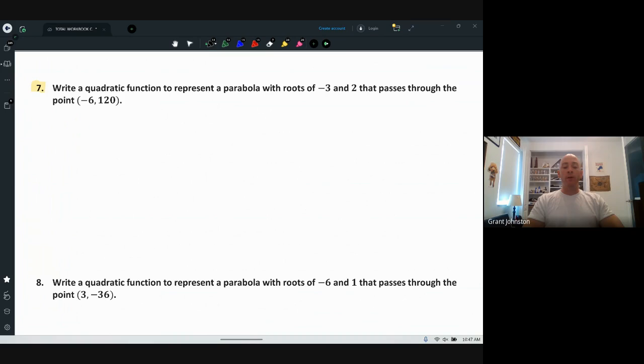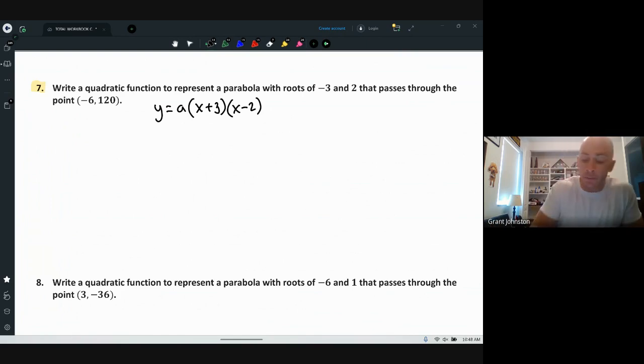It says write a quadratic function to represent a parabola with roots of -3 and 2 that passes through the point (-6, 120). When you see a quadratic function and it gives us the roots, of course we're going to write it in factored form, because factored form shows us those roots. So we're going to write y equals a as a placeholder. Now it's got a root of -3, so I'm going to do x plus 3. It's got a root of +2, so I'm going to do x minus 2. Same thing as with the graphs, same exact method.